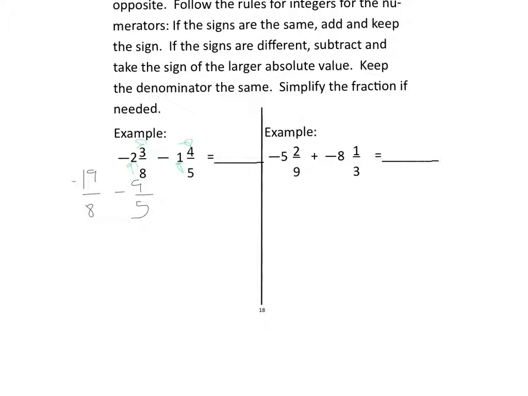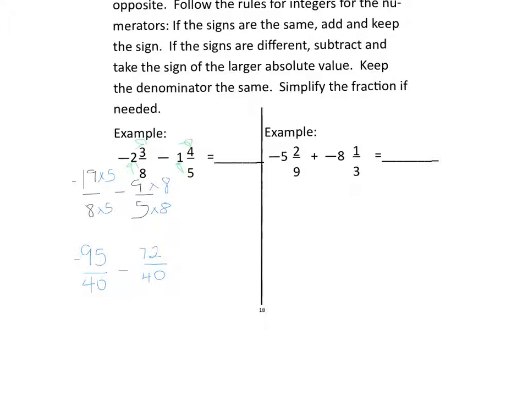Now we know we need common denominators, so we have 8 and 5. We multiply them together. What we do to the bottom, we do to the top. 8 times 5, so we do 19 times 5. 5 times 8, so we do 9 times 8. 19 times 5 is 95. We know it's negative. Over 8 times 5, which is 40. Minus 9 times 8, which is 72. Over 5 times 8, which is 40.